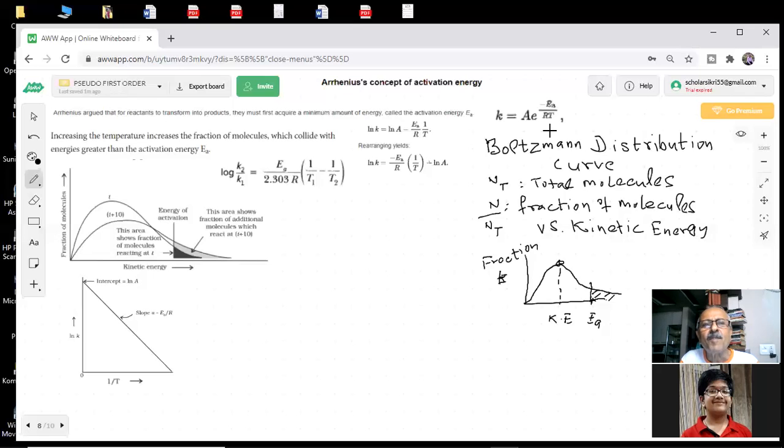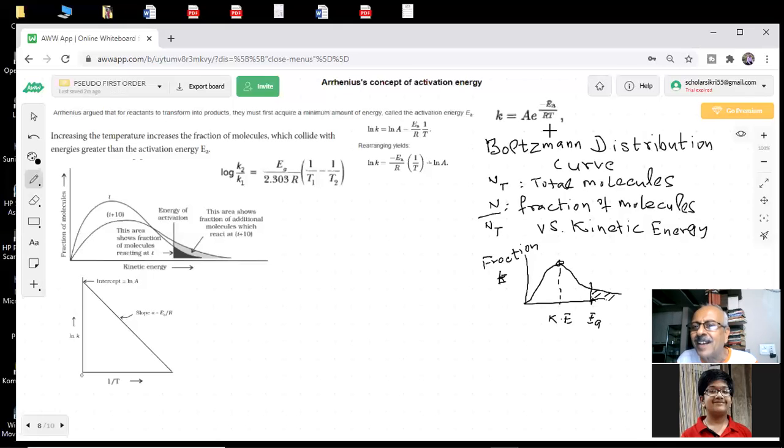The question was, why does an increase in temperature increase the rate of the reaction? I try to discuss previous year questions in between. Be careful. The answer is this line: increasing the temperature increases the fraction of molecules which collide with energies greater than activation energy. There is a fraction of molecules I showed you which is going to react, because these molecules have energy greater than or equal to activation energy.